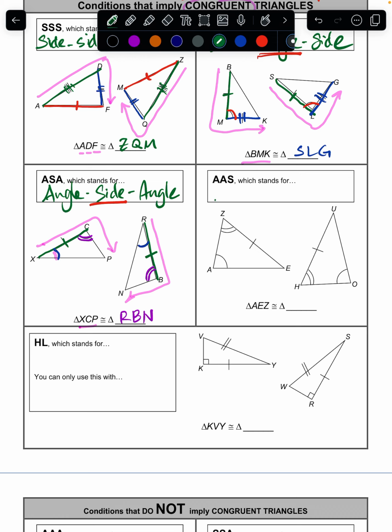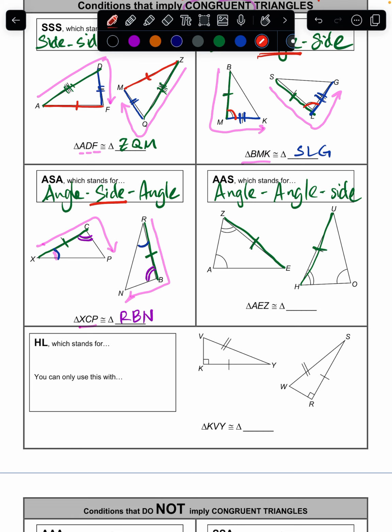Okay, so now we go to angle, angle, side. So angle, angle, side, right? Two angles are together and the side is not in between, okay? So let's look at our lines. This is my side right here, this side and this side. So ZE is congruent to HU, segments HU. So I know these sides are congruent.